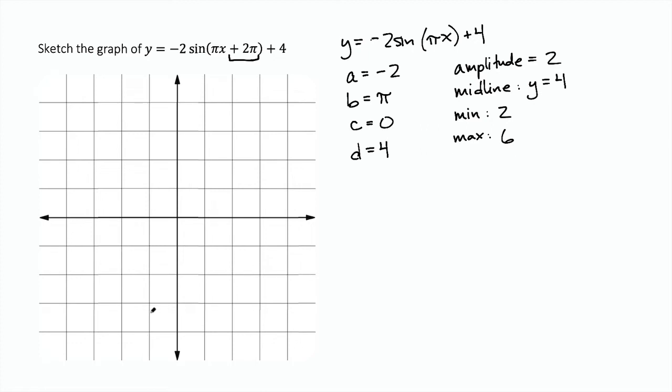And then we get our period. Our period is 2 pi over the absolute value of b, so we get 2. And finally our phase shift. Because we were able to simplify this, we can view our phase shift, of course, as c over b, which is 0.